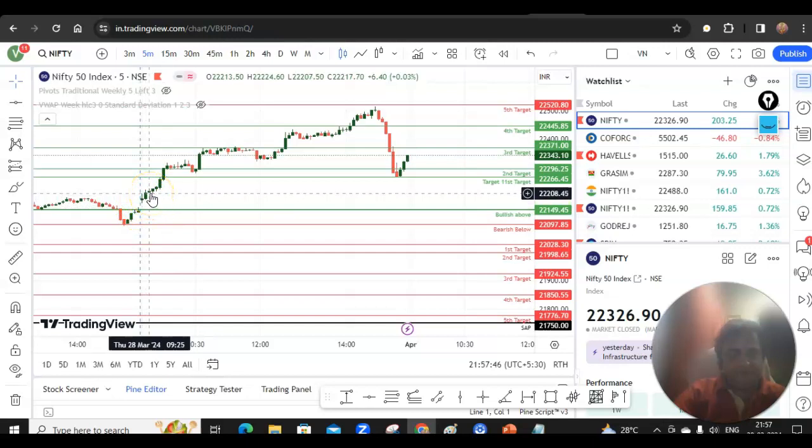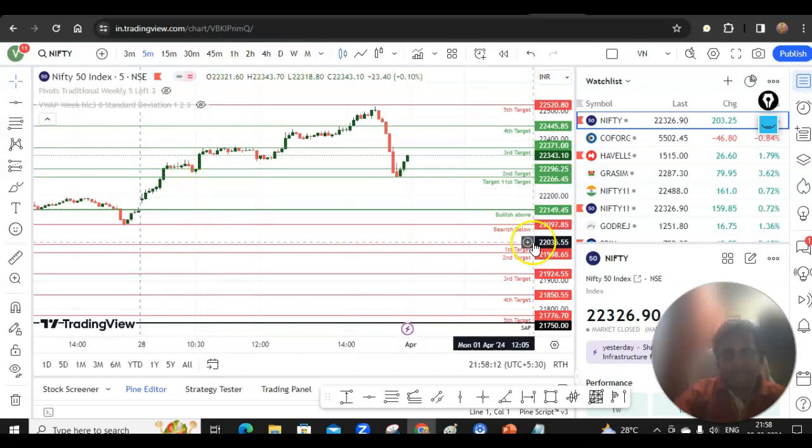If the next candle is closing above the high of first candle, then go for buy. And once the first target is crossed on closing basis, your stop loss is moved from, initially you put stop loss at bearish below, it is 22,097.85 when you take a buy trade.